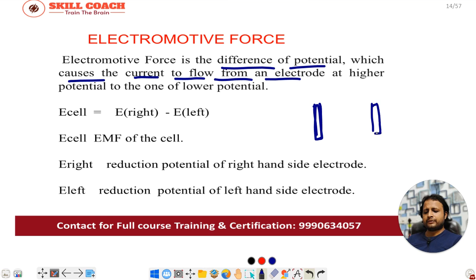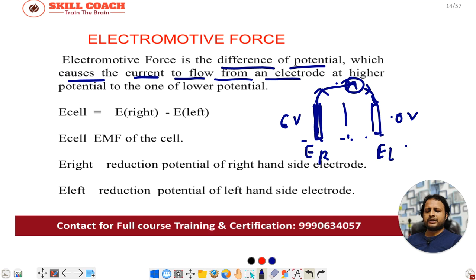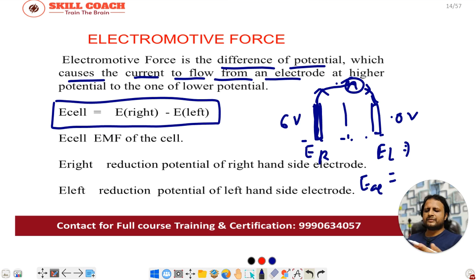Because the battery is a setup like this. Suppose these are the 2 electrodes and a separator is there. We are connecting it with the load. Suppose the load is an emitter, and because of the conduction of electrons, this one is 0 potential and this one is 6 volts. So electrons will flow from this side to this side. Suppose this one is E left and this one is E right. So we write the EMF of the cell is equal to E right minus E left, just as an example.